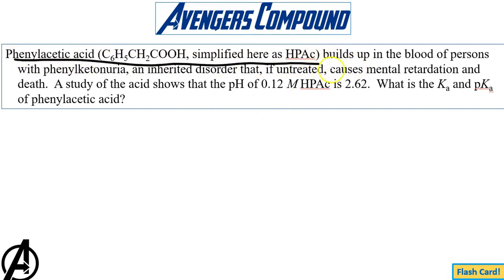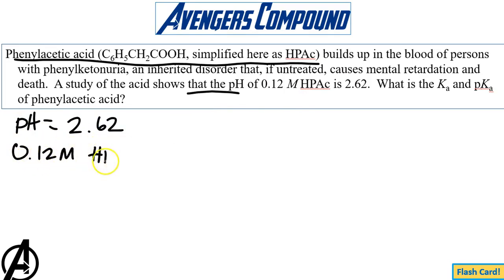So far, nothing much has been said. It said that this HPAC builds up in the blood of persons with phenylketonuria, an inherited disorder that, if untreated, causes mental retardation and death. A study of the acid shows that the pH of this acid is equal to 2.62 when there is 0.12 molar of the HPAC, okay? They want us to know what is the Ka value and what is the pKa value, given the information that we have here.